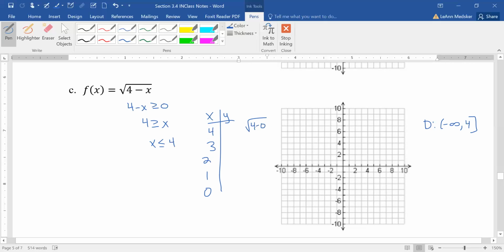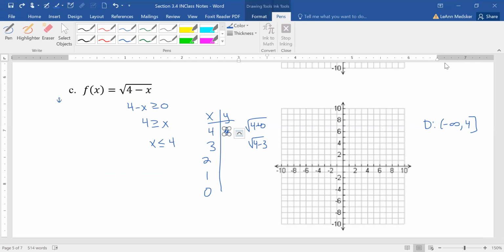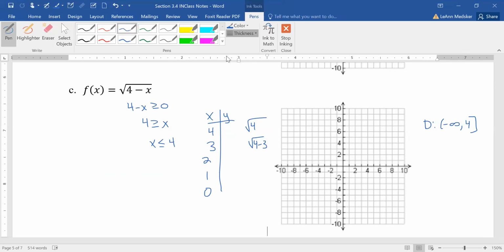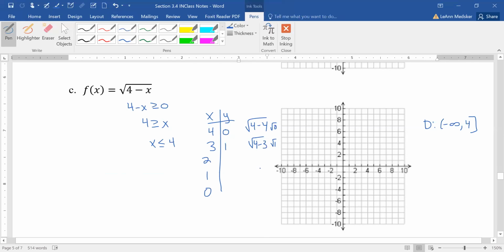Square root of 4 minus 0 is square root of 4, so that's going to be 2. Sorry, that was supposed to be 4 minus 4. I was doing the last guy first. Let me fix that. This was supposed to be 4 minus 4 for the first one. So 4 minus 4 is 0. Square root of 0 is 0. 4 minus 3 is 1. Square root of 1 is 1.